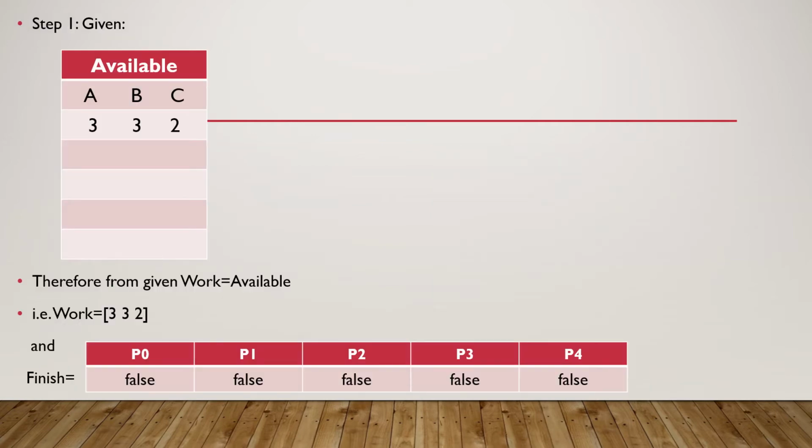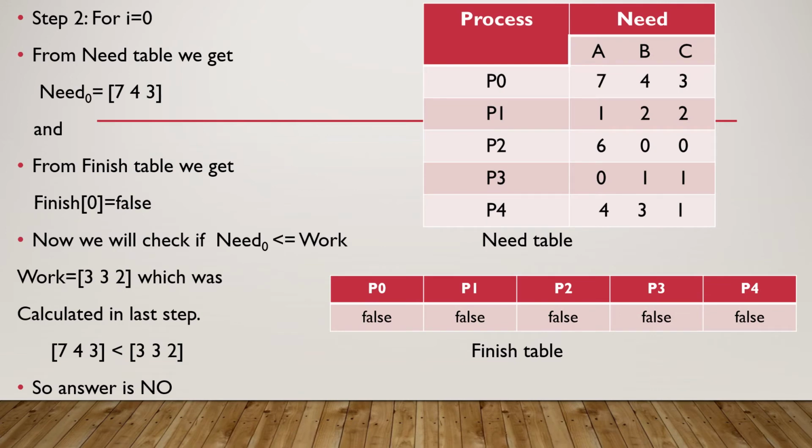Now available is also given. So available was 332. So we will assign that available value to work. So work is equal to 332. Now we will make a finish table, and we will assign all the values as false. Then for I equal to 0, we will start from process 0.